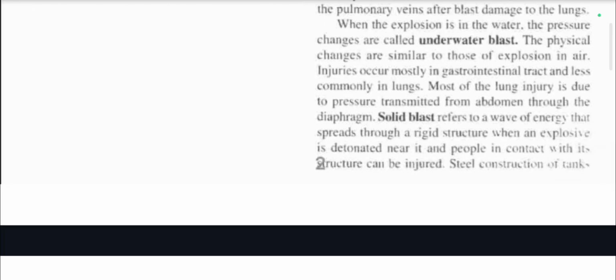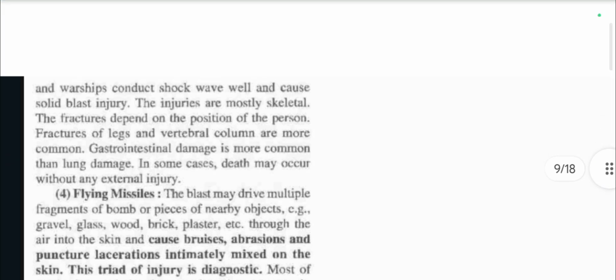It refers to a wave of energy that spreads through a rigid structure when an explosion is detonated near it, and people in contact with the structure can be injured. So steel construction of tank and warships conduct shock wave well and cause solid blast injury. The injuries are mostly skeletal. The fractures depend on the position of the person. Fractures of legs and vertebral column are more common.